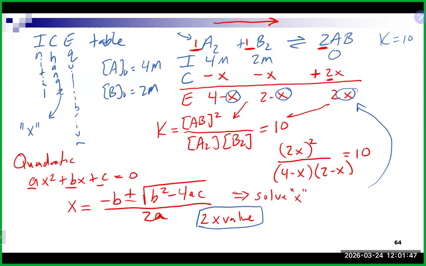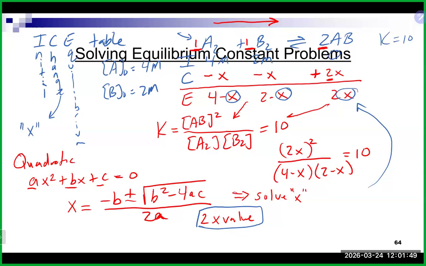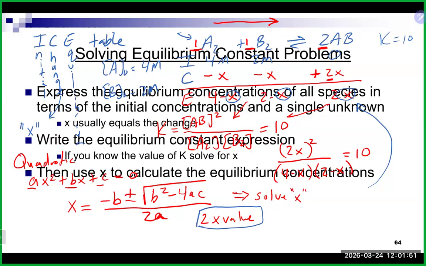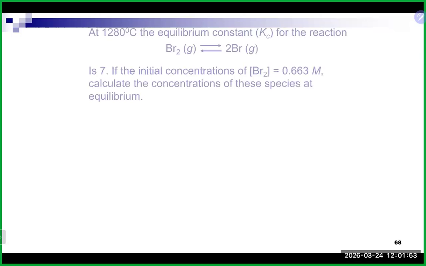All right, so why don't we do one here, and we'll take a look at it together and see what we're doing. Let's say we have this problem where we have Br2 goes to 2Br. The equilibrium constant is 7. We have an initial concentration of Br2 as 0.663 molar. We want to know what everybody's equilibrium concentrations are at this point.